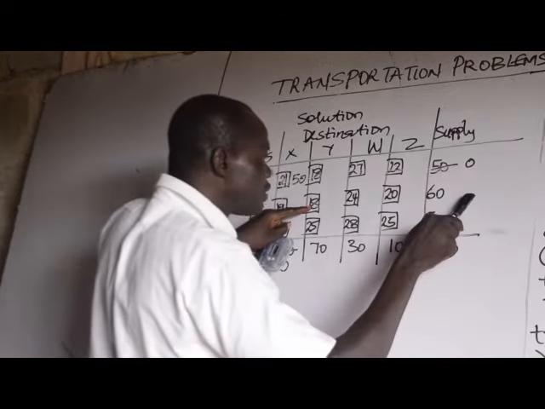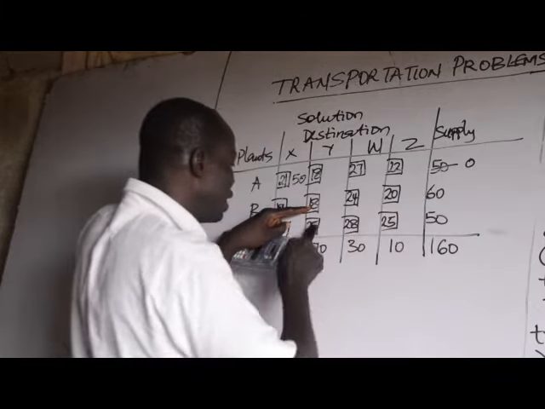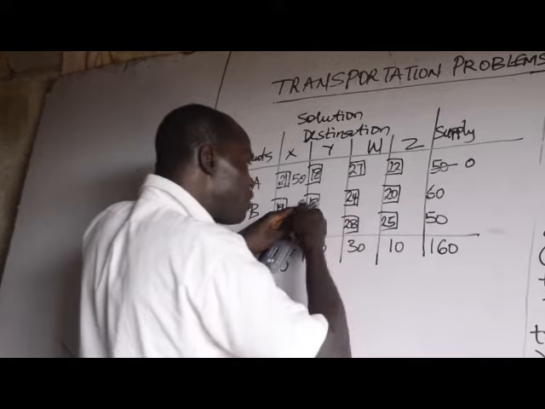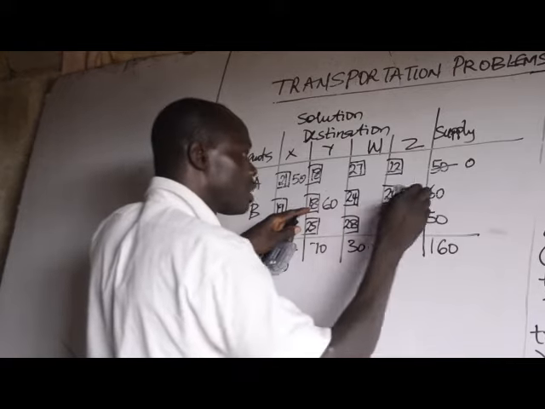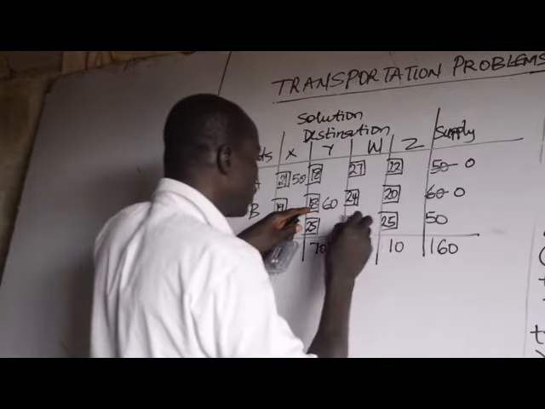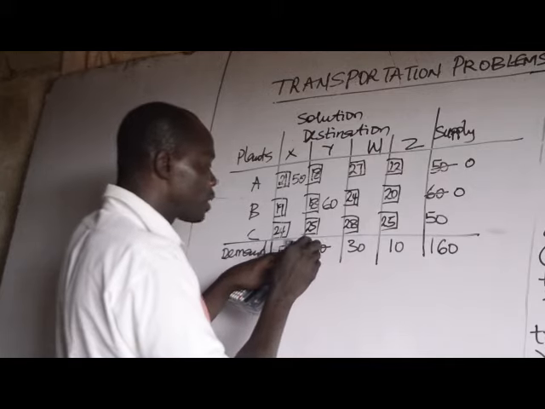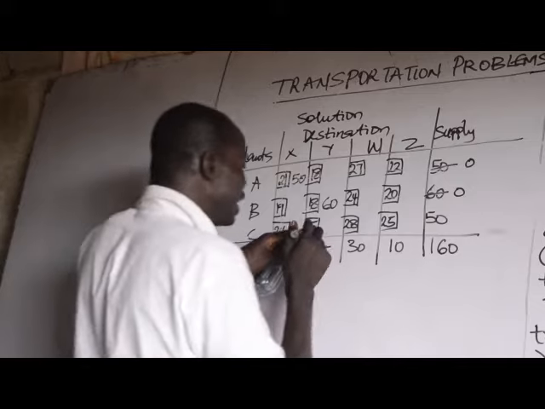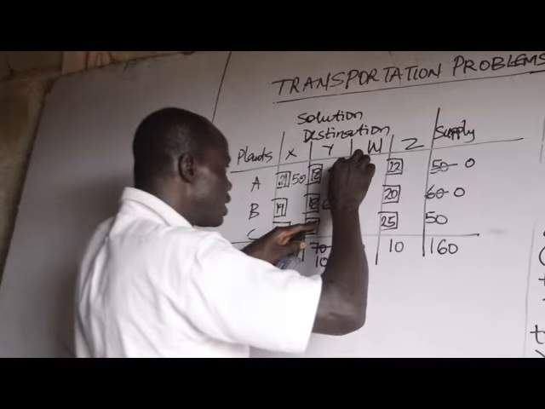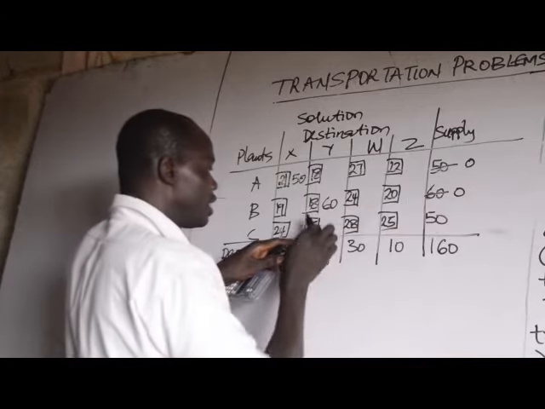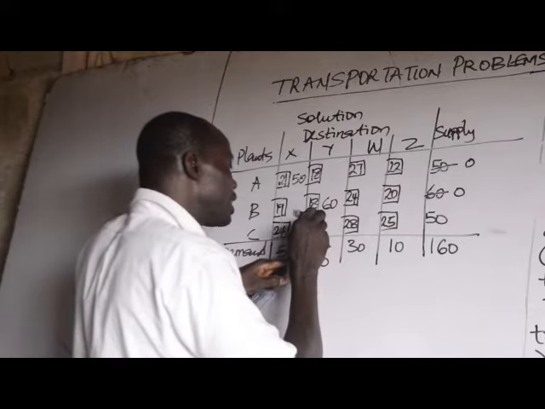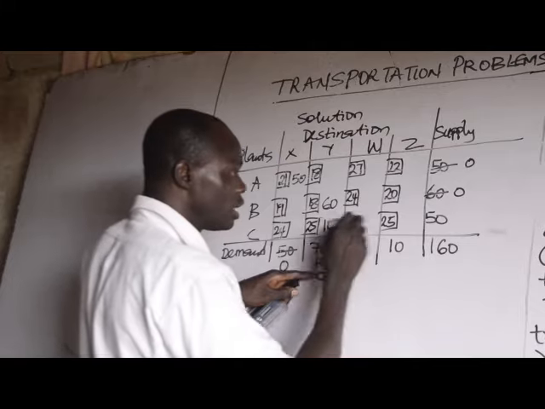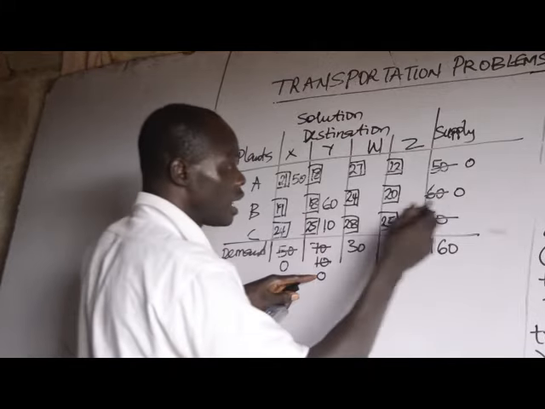In this row we have 60, and in this column we have 70. What you allocate must not exceed what you have here, so you allocate 60 to this. Then the 60 is exhausted, so you have 0, and you'll be left with 10 from the 70. The remaining 10 we allocate to the next cell, so the 10 is exhausted. In this row, you have allocated 10, and you'll be left with 40.